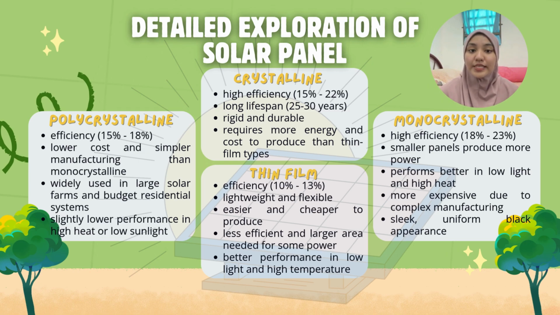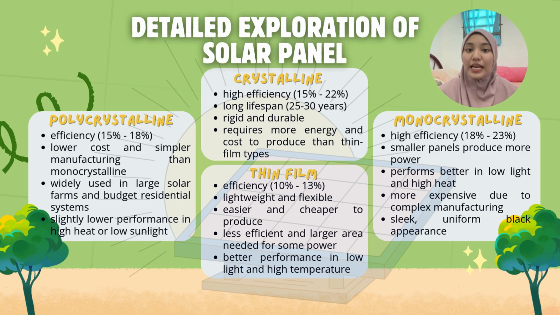Next is polycrystalline, also known as multicrystalline cells. These are made by melting multiple silicon fragments together. The surface looks blue and speckled due to the different crystal orientation. They are more affordable and easier to produce, but slightly less efficient, around 15 to 18%, and also less effective in high heat.